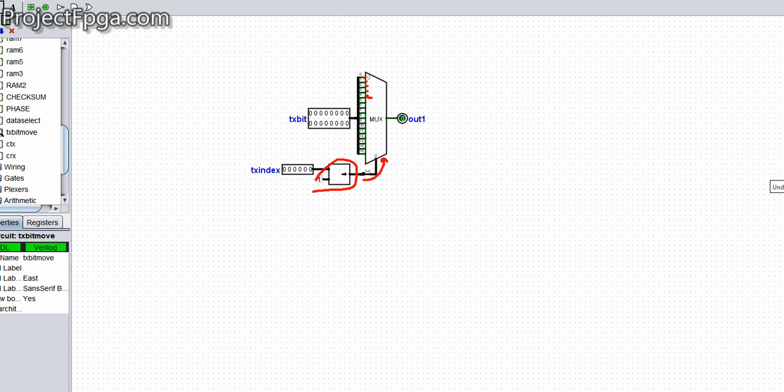So that is why, remember I told you that our main clock is 200 megahertz, the transmit bit is 4 megahertz, and the SPI clock is 2 megahertz.